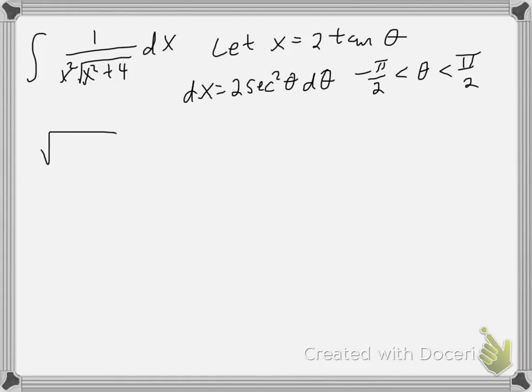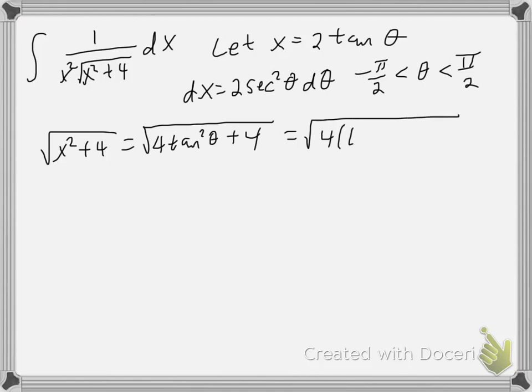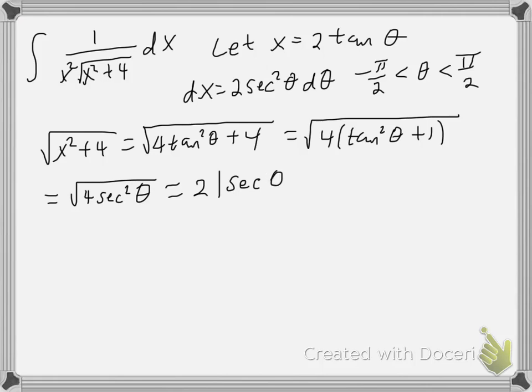And this square root of x squared plus 4, we can rewrite as the square root of 4 tangent squared of theta plus 4, which is equal to the square root of 4 times tangent squared of theta plus 1, which is equal to the square root of 4 secant squared of theta, which is equal to 2 the absolute value of secant of theta, which is equal to 2 secant theta.